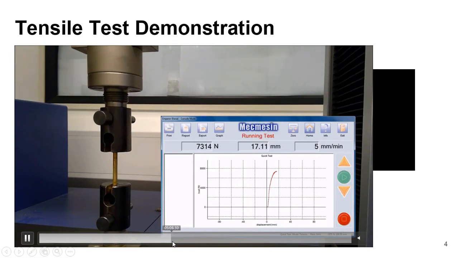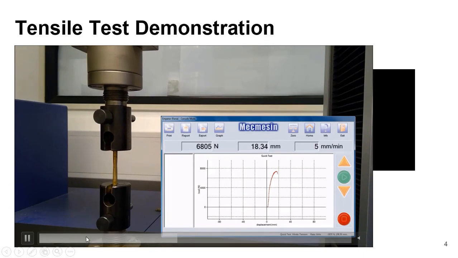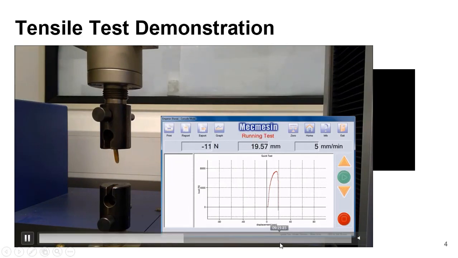And see carefully. Now see carefully at the central region, the necking has started. Suddenly the cross-sectional area is decreasing at a very high rate, and you see finally it fractures.